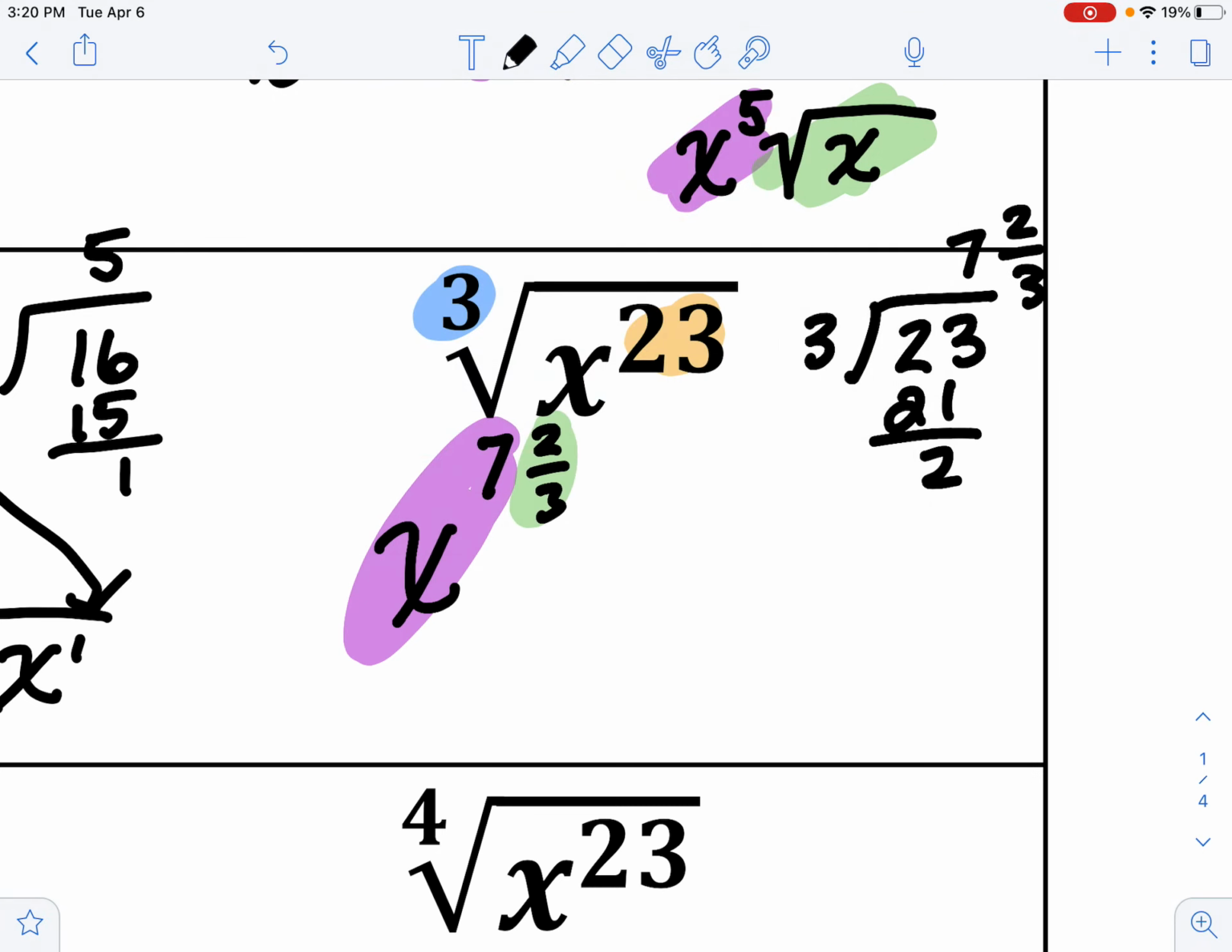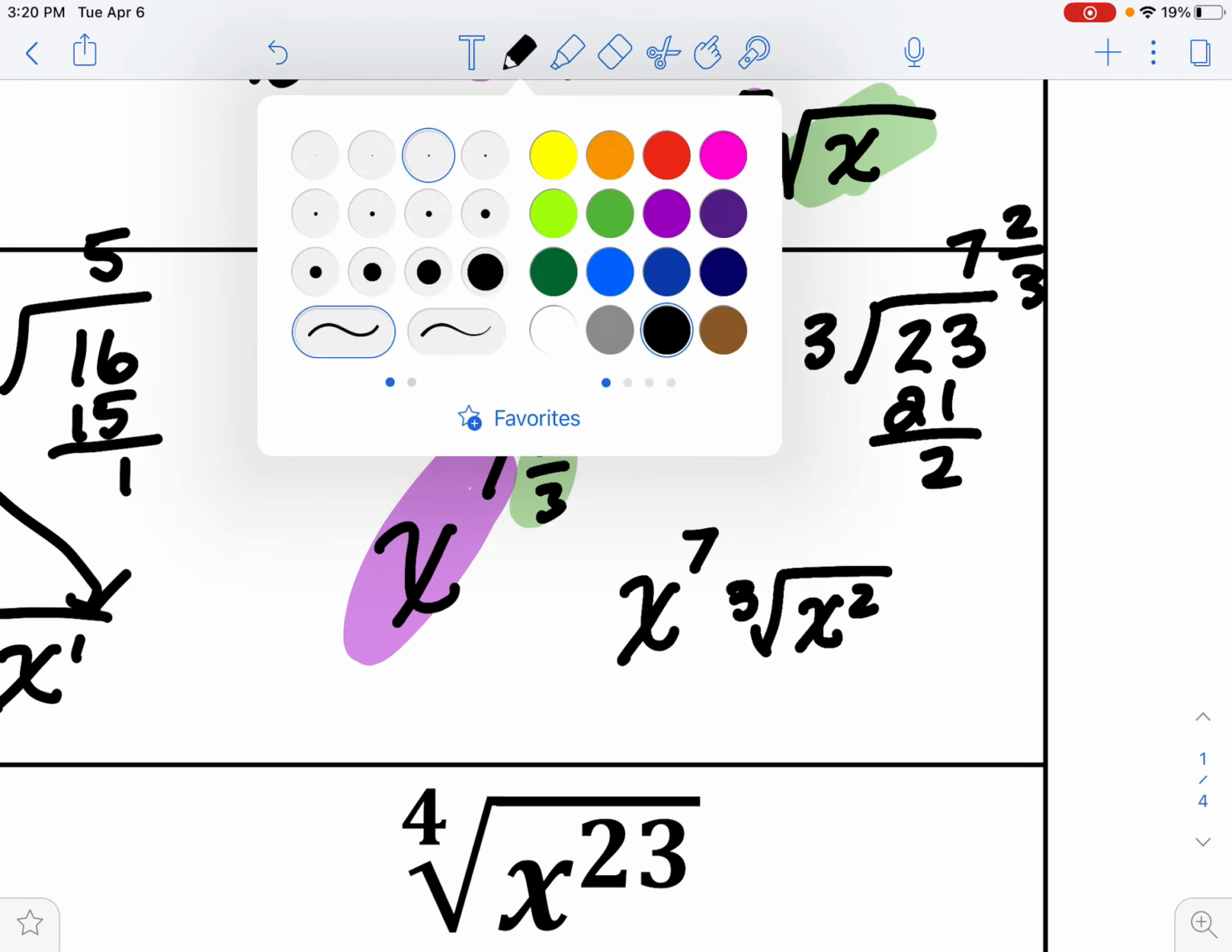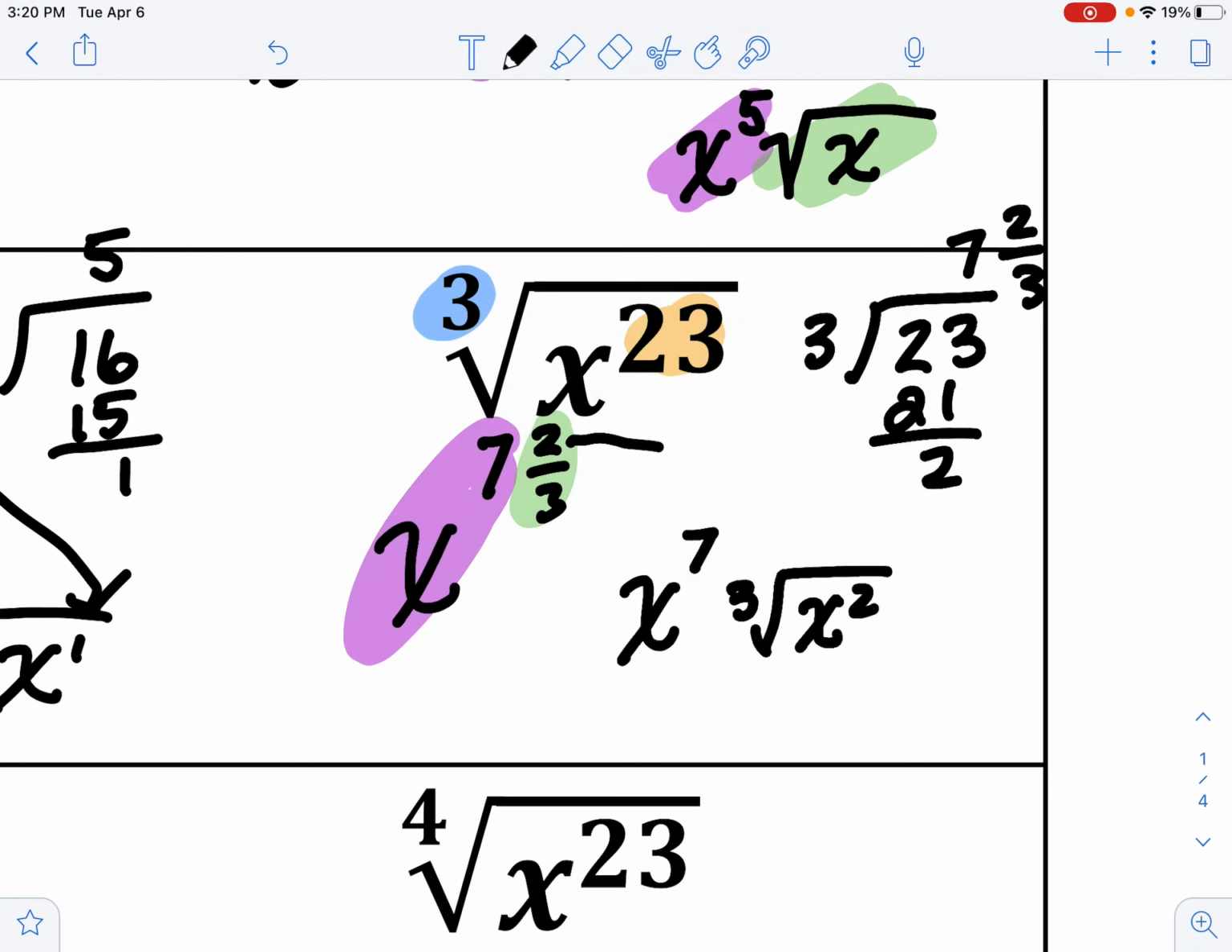So x to the 7th is outside the radical, and then we've got a cubed root with x squared on the inside. And notice where this is going, just like from our rule, the numerator of your exponent is going inside with the radicand. The denominator of your exponent is the index of your radical. Okay?